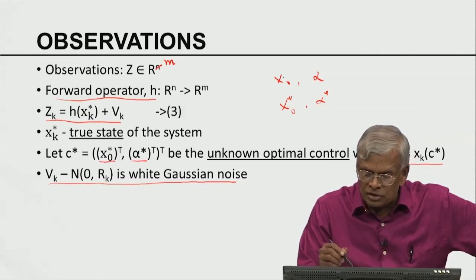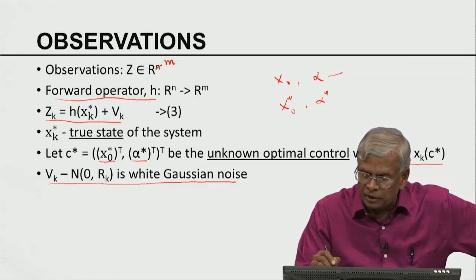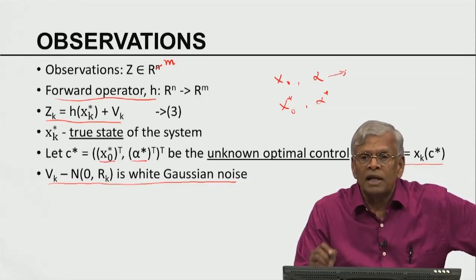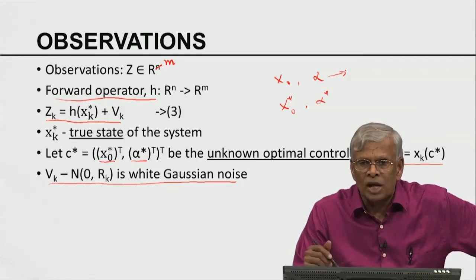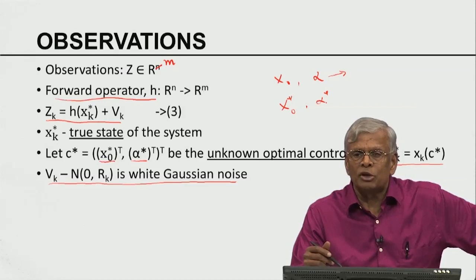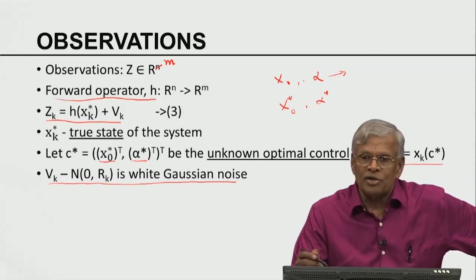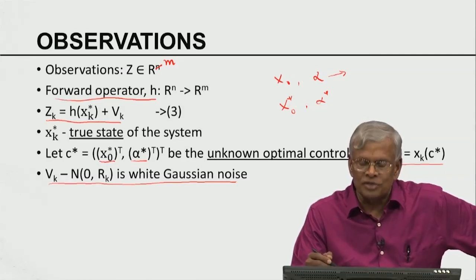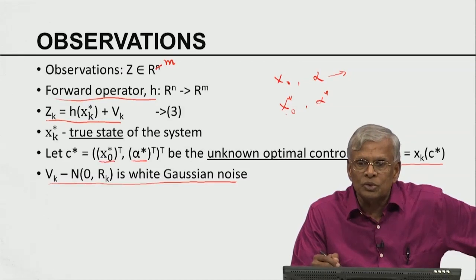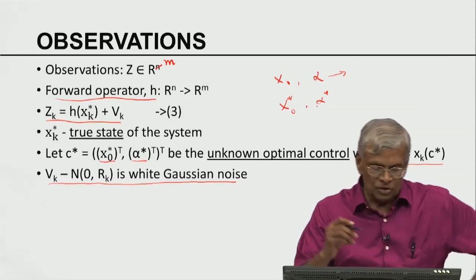If x naught is not equal to x naught star, if alpha is not equal to alpha star, the solution generated out of this will have errors that correspond to the forecast errors. Once we know the forecast errors, our job is to use these forecast errors to alter the control x naught and alpha such that x naught moves closer to x naught star and alpha moves closer to alpha star. That is the basic idea.